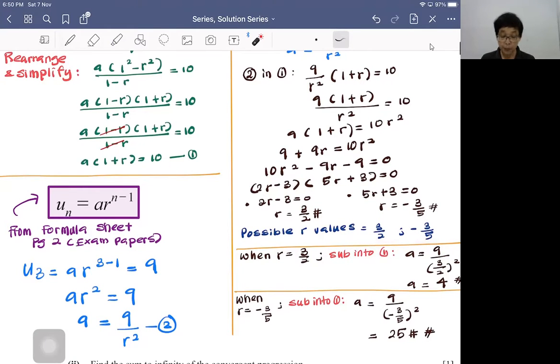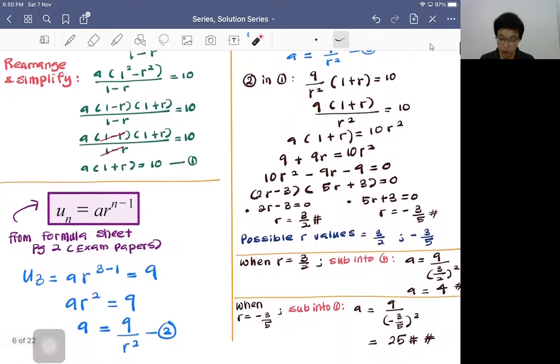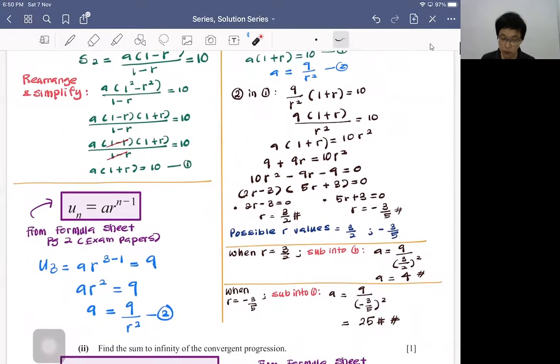Then the next statement, the first term. In other words, we're going to find a, because we know the definition of a in the formula is the first term. Okay, we are going to use substitution. Let's take r equals 3 over 2 and substitute into any of the equations. You can sub into equation 1, you can sub into equation 2. For this solution, I just randomly sub into equation 1.